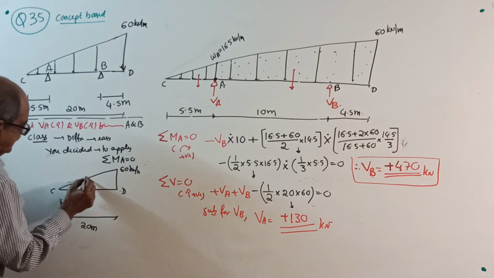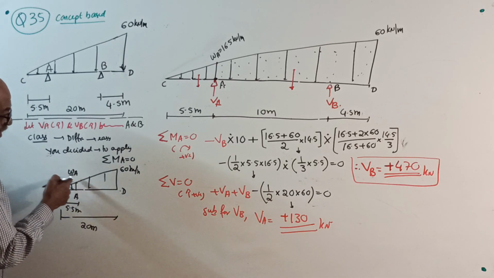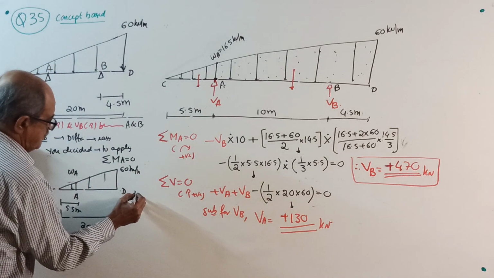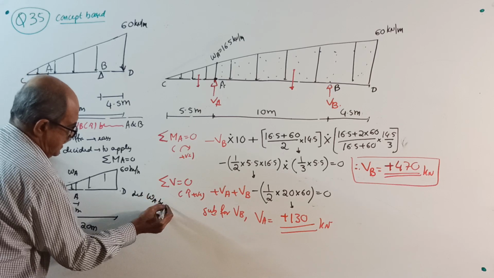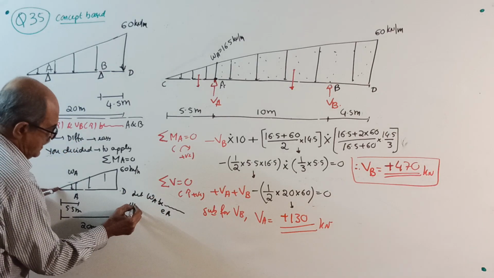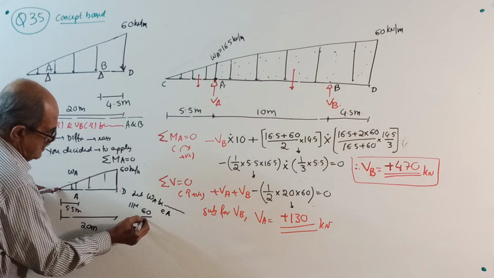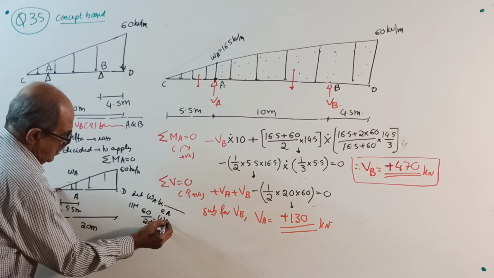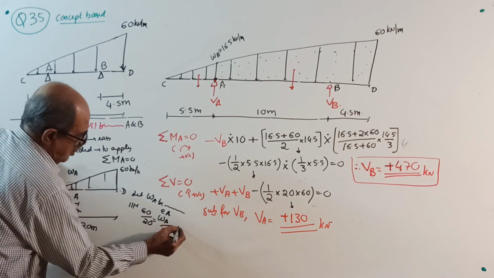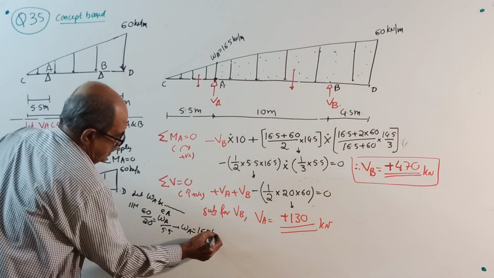So, let the intensity at A be WA. What is the intensity at A? WA. Let W suffix A be the intensity of UVL at the point A. Then from similar triangles, 60 divided by 20 equals WA divided by 5.5. When you solve, you will get WA equal to 16.5 kilonewton per meter. Okay.